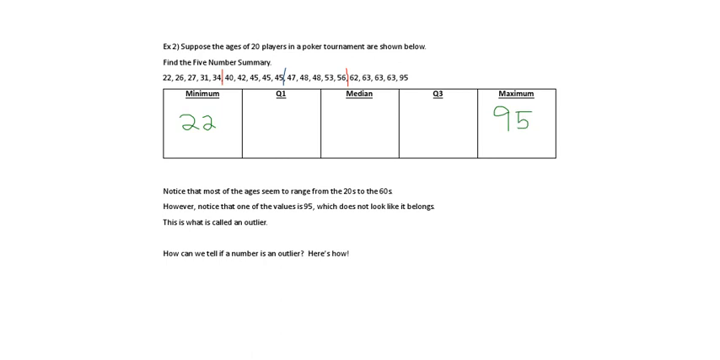No problems there. All right, so Q1. For Q1, I would like to do 34 plus 40, which is equal to 74. And then I'd like to do 74 divided by 2, which is equal to 37. So our Q1 is 37.